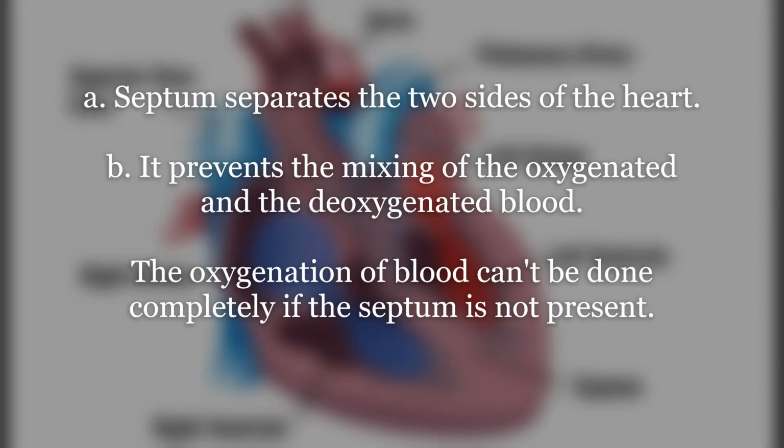Now we will talk about the importance of septum. Septum separates the 2 sides of the heart. It also prevents the mixing of the oxygenated and the deoxygenated blood. The oxygenation of blood can't be done completely if the septum is not present.